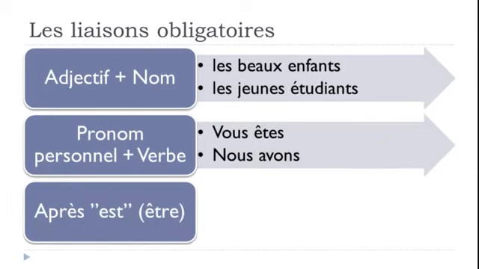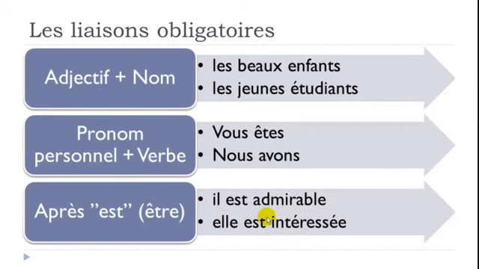And then it's quite interesting because this verb être, to be, if it's at the third person of the singular, so he is or she is, il est, elle est, then definitely you should make the liaison if you've got something after. Like here, for instance, il est admirable, elle est intéressée. In all these cases you should make the liaison, and in that case it's with T. Il est admirable, elle est intéressée.